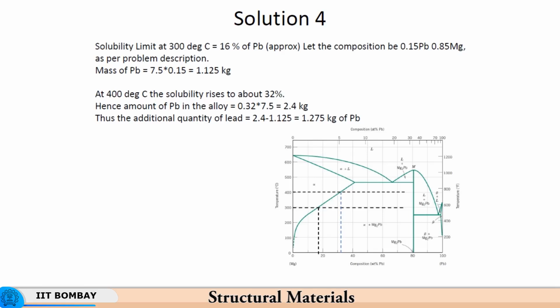At 400 degrees centigrade, solubility rises to about 32%. Hence, the amount of Pb in the alloy is 0.32 times 7.5, which is 2.4 kilos, and therefore the additional quantity of lead that can be dissolved is 1.275 kilos. So this is how the phase diagram helps us in preparing that alloy. It tells us exactly how much alloying element has to be added, so that the right chemical composition at a given temperature can be achieved.